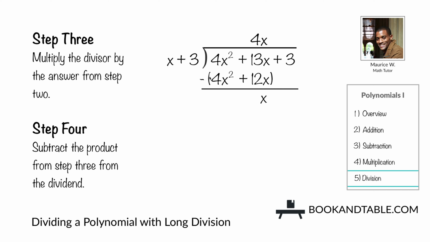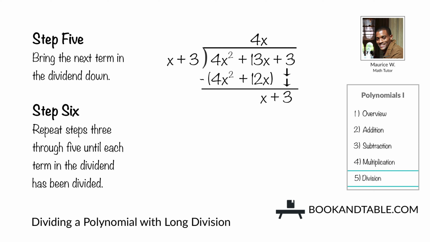So we get 4x squared minus 4x squared, which is 0. And we get 13x minus 12x, which gives us x. And now step 5, bring the next term in the dividend down. So the next term in the dividend is 3. So we have x plus 3. And now we're going to repeat steps 3 through 5. So we're going to divide the first term, x, by the term with the highest degree on the outside, which would be x, giving us x divided by x, which is positive 1.